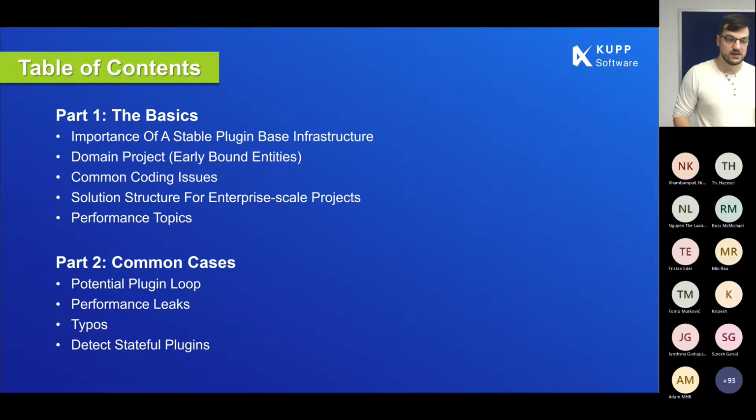And typos, in this case, doesn't mean just comments. It means, of course, the data models or the schema names and so on, relationship names. This is more or less related to early bound entities, so we should generate code instead of type names. This is another thing I would like to show you. And stateful plugins. I think this is a very common mistake, one of the common mistakes you have to know.